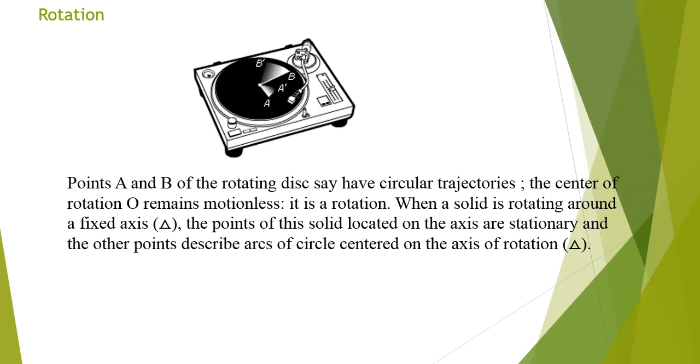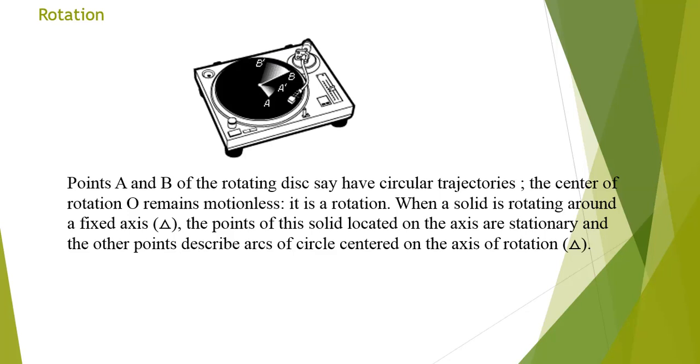Second situation, rotation. If we consider the disk shown in this figure, this disk rotates around a fixed axis passing through the center O in this figure. And if we take 2 points from this disk, A and B, points A and B of the rotating disk have circular trajectories. The center of rotation O remains motionless.